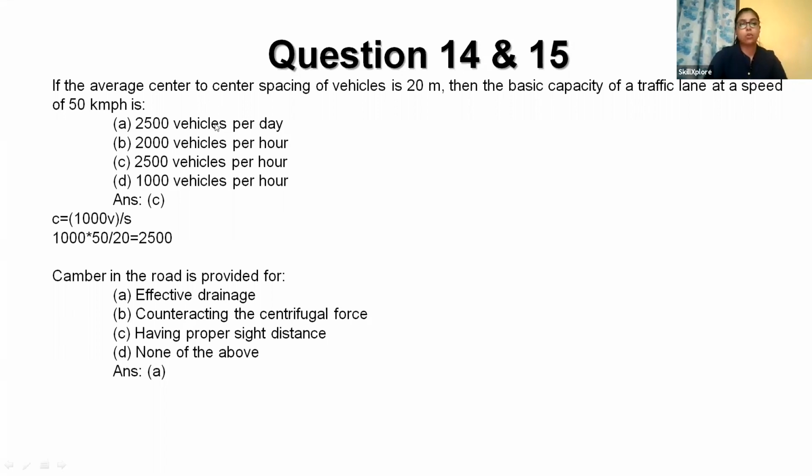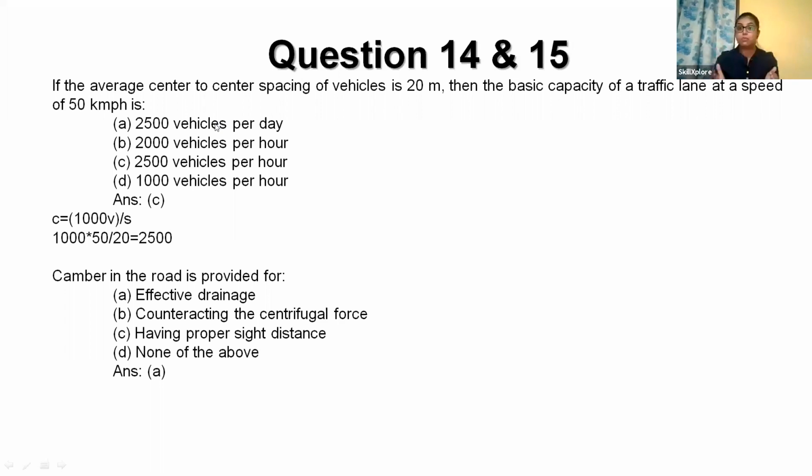Next is, camber in the road is provided for: Option A, effective drainage. Option B, counteracting the centrifugal force. Option C, having proper sides. Option D, so you have to choose. So you know what the camber is. We have discussed it; I think you remember what the camber is.